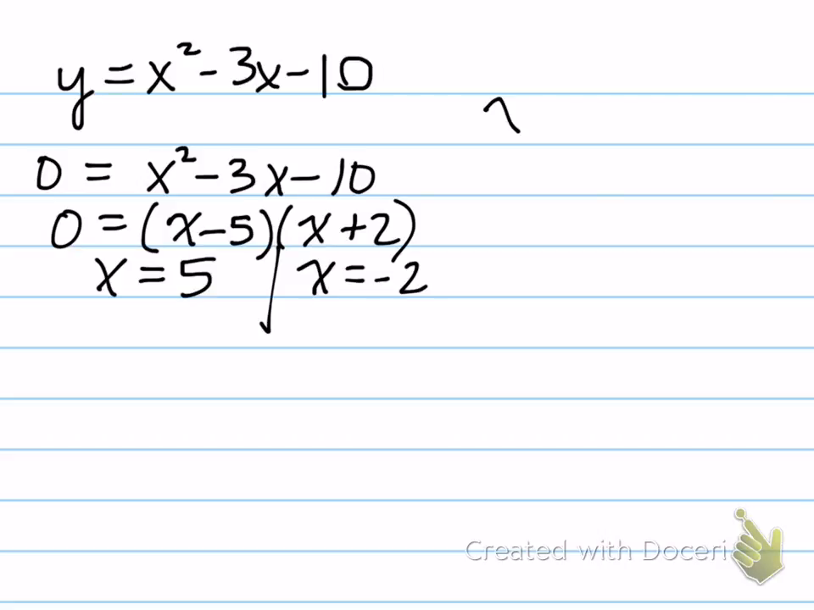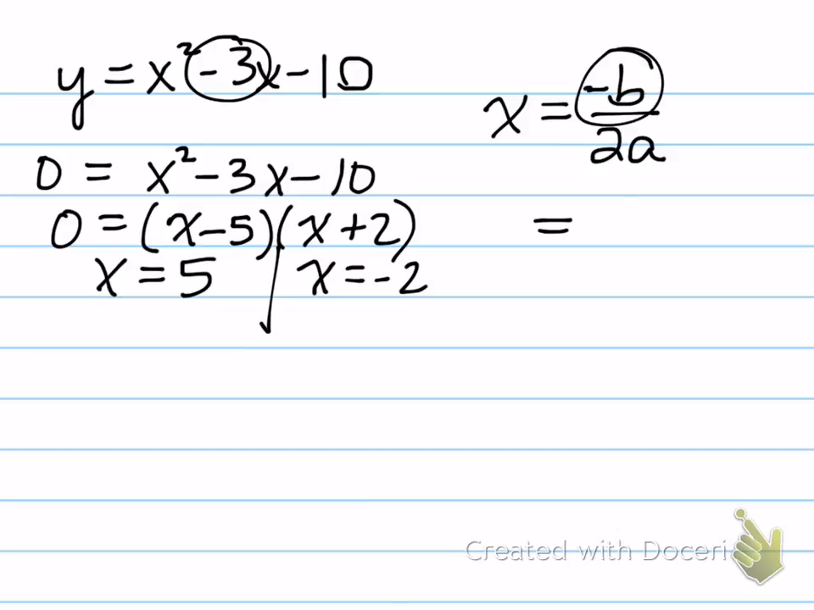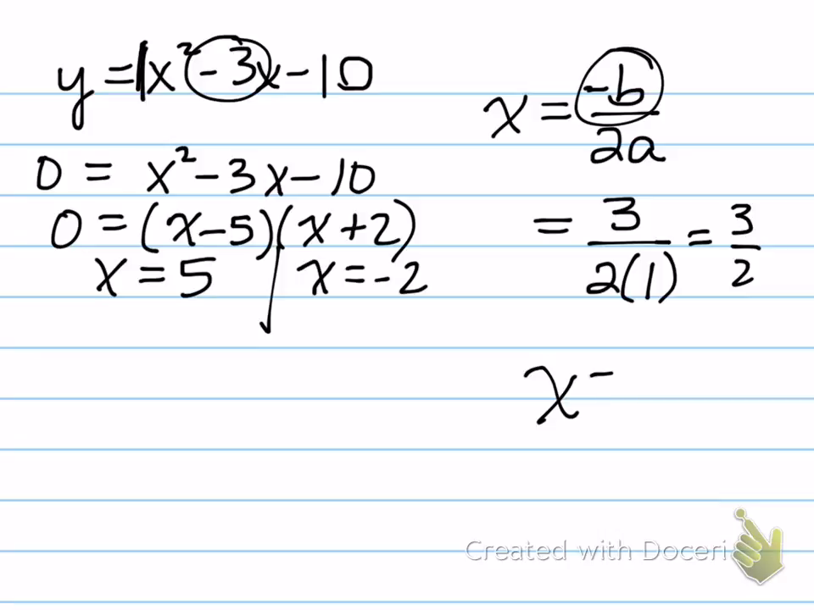Now to find the axis of symmetry, we'll use the formula again, where we use the opposite of the middle coefficient and then twice the first coefficient. Now our middle coefficient is negative 3, so the opposite of negative 3 would be positive 3. And in the denominator we have 2 times a, which in this case would be 2 times 1. And our axis of symmetry is at 3/2, or 1 1/2.